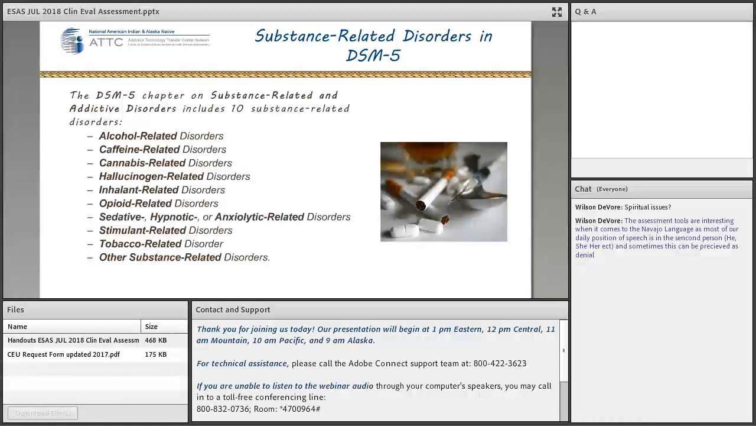Wilson DeVore talks about the assessment tools. He says the assessment tools are interesting when it comes to the Navajo language, as most of our daily positions of speech are in the second person, he, she, her, etc. And sometimes this can be perceived as denial. So yes, I think that's something similar to other tribes.